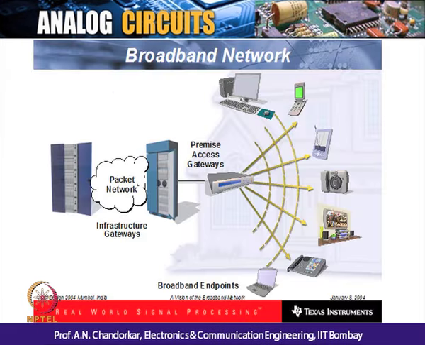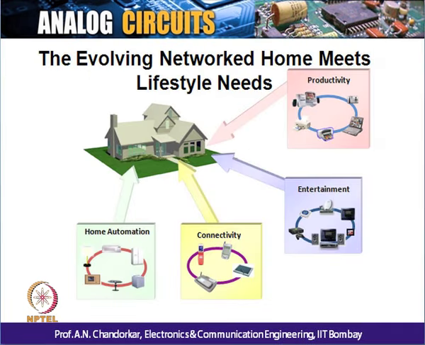Just some more interesting figures, nothing great in theory now. This is a very standard broadband network. You start with a packet network infrastructure with gateways. This is your prime access gateway, which is connected to so many applications: camera, iPad, then this is your mobile, your desktop, your TV, your fax machines and telephones, and your laptops. So everything is connectable through broadband. Then you will see figures. That is the lifestyle you all want.